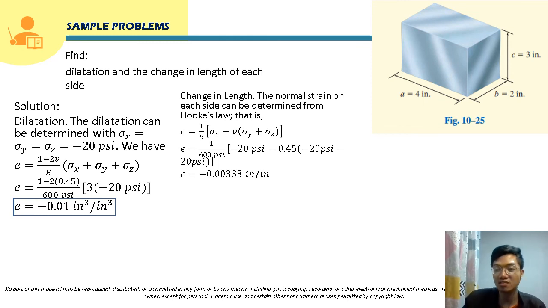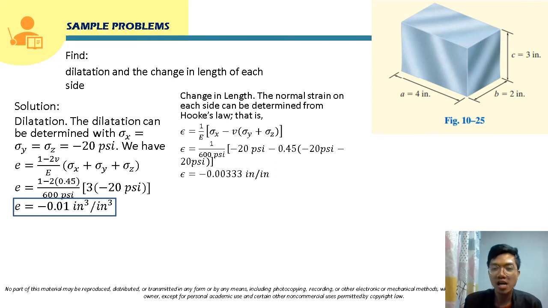This is negative because all the directions here are subjected to compressive stresses. So of course it will contract. All the sides will contract. Same here, class, in dilatation. By definition, dilatation is the change in volume over the original volume. In this case, since the answer is negative, the volume here decreased.